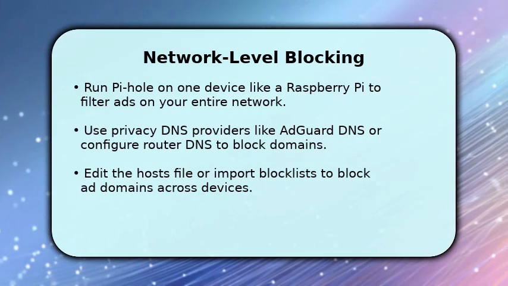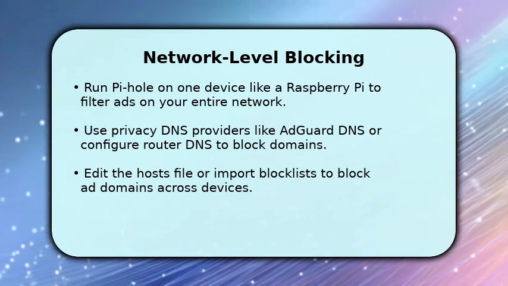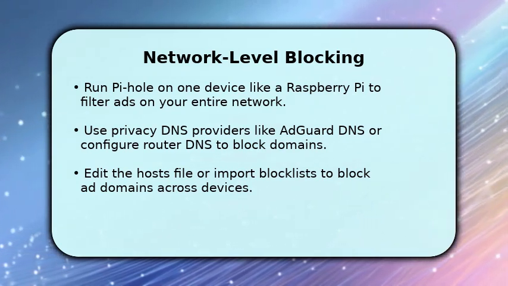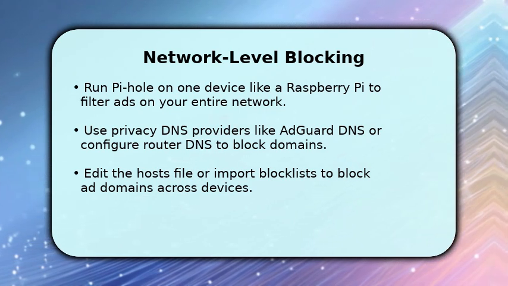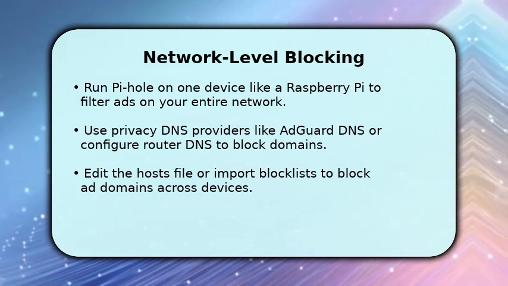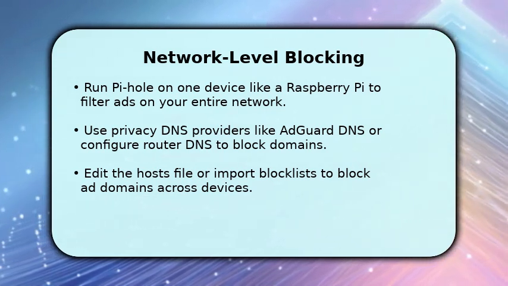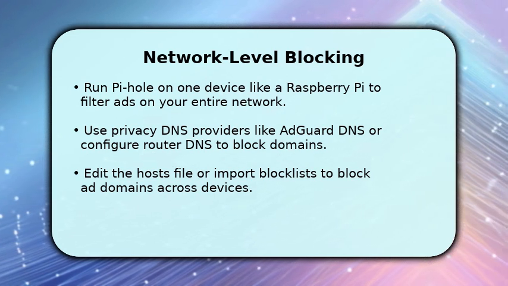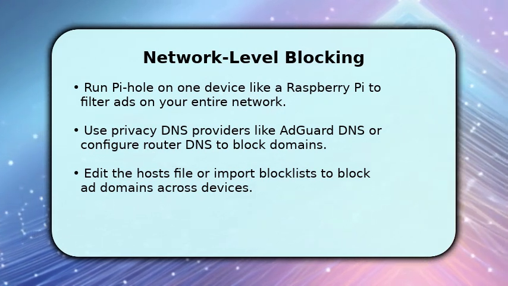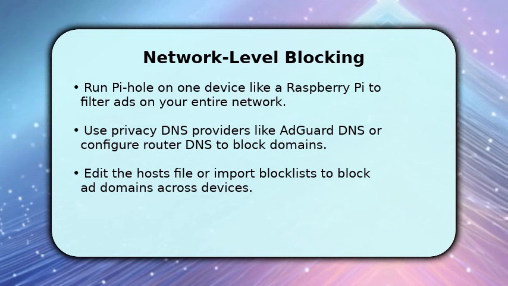Move blocking up to the network layer to stop ads on every device. Run Pi-hole on one device, for example a Raspberry Pi, to filter queries and block ad domains network-wide. Alternatively, configure your router to use privacy DNS such as AdGuard DNS to block ad servers for all clients.